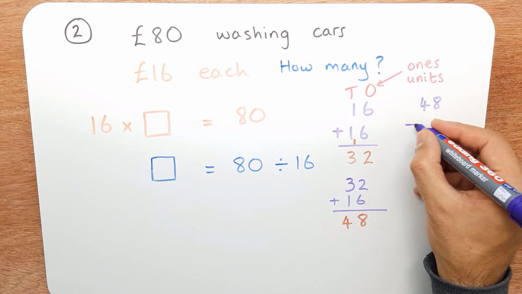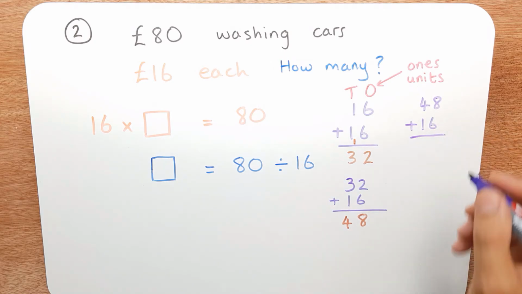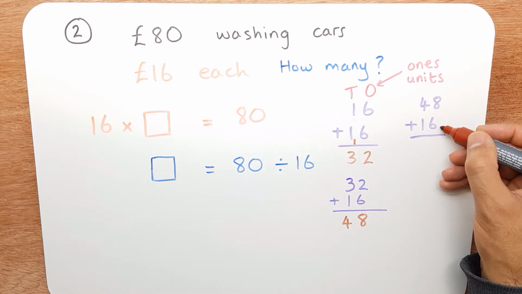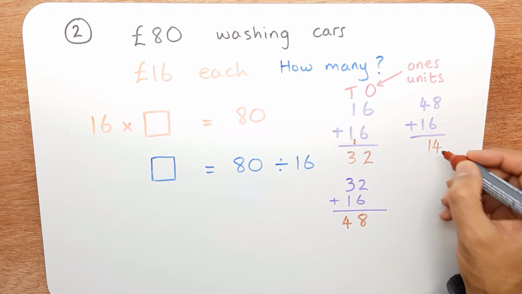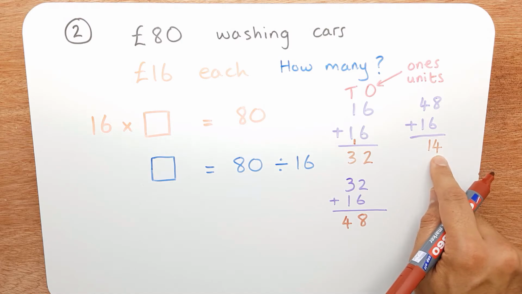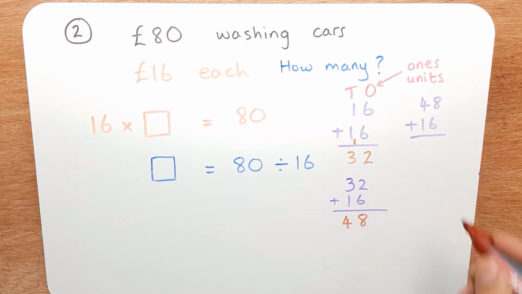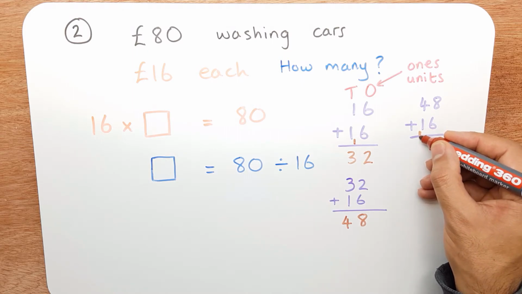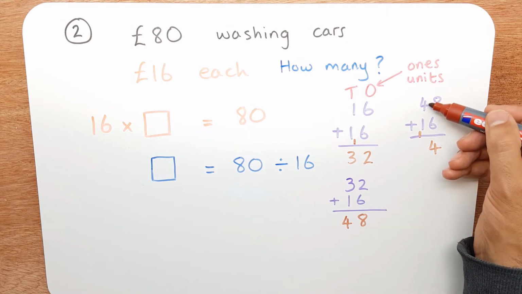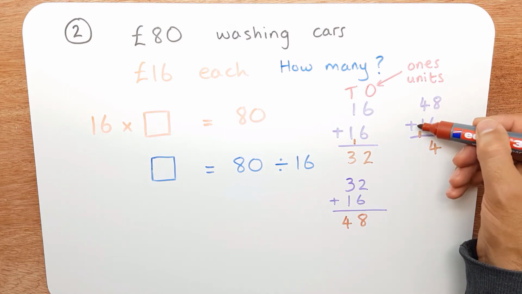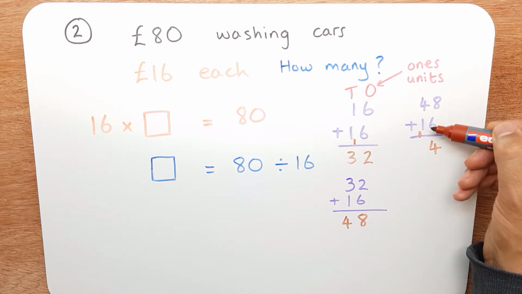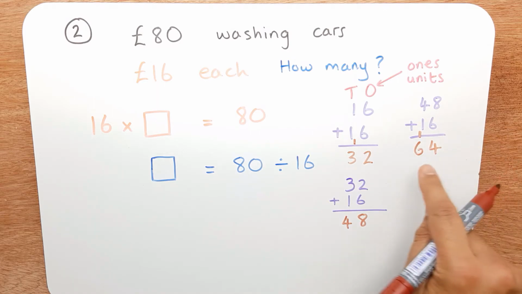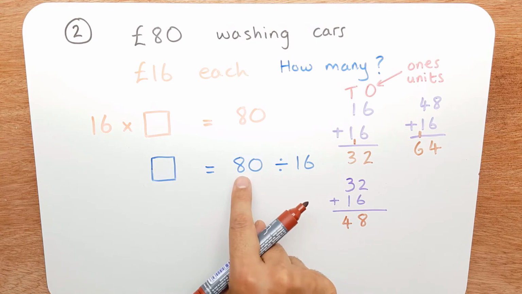48 add 16. 8 add 6. That's 14. And we can't put 14 in one column, 2 digits in one column. That would be wrong. So let me rub this off. So I have to put the 4 here and carry the 1 over to the next column here. So now in the second column, which is the tens column, I have 4 plus 1, which is 5, plus this 1 which we've carried over, makes it 6. So our answer is 64, but we want 80.